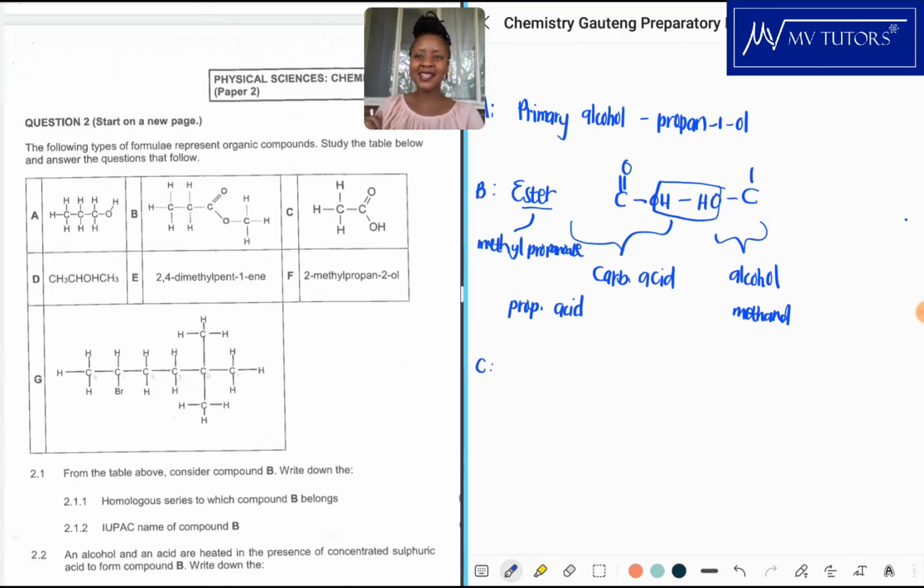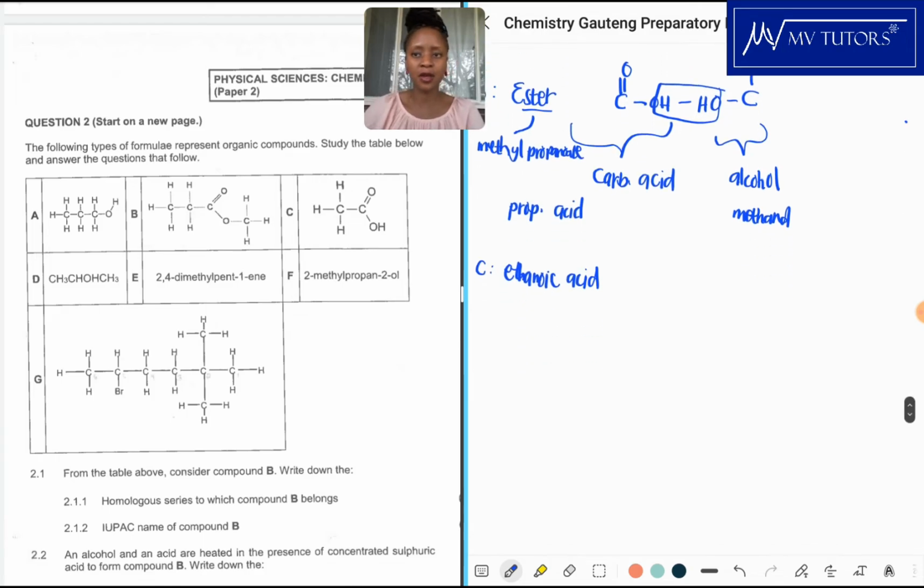Now, yes. So that is the ester, methyl propanoate, and then C. There is our carbon, C double bonded to oxygen and another bond to an OH group. So we have only 2 carbon atoms, so that would be ethanoic acid, because they're just 2 carbon atoms. Ethanoic acid is part of the carboxylic acid functional group.